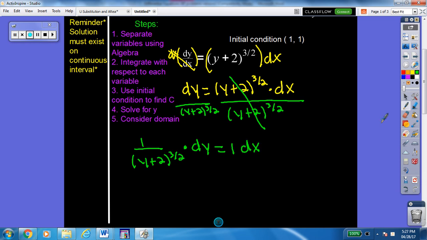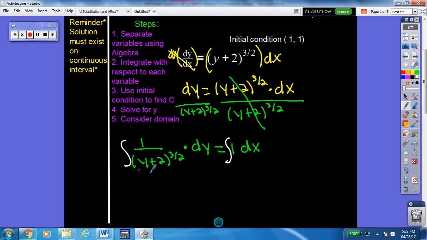Okay? So it's actually easier than the previous example. Now we've completed step 1, we've separated the variables, and remember this would have been 1 point just for doing this part on the AP test. And then we need to integrate both sides with respect to each variable. So we're going to take the integral here and the integral here. Well, the integral of 1, that's not going to be too bad. That's just going to be x.